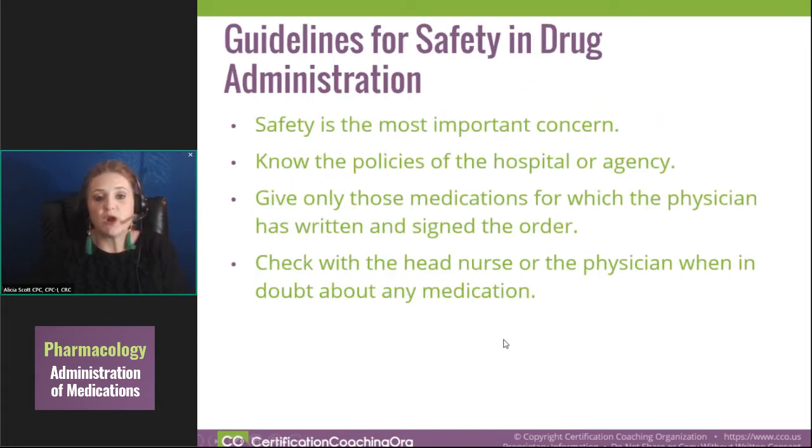So jumping right in and talking about the guidelines for the administration of medication or drugs. The very first thing that we have to always consider is the safety of both our patient and the person administering the medication. Now, for the most part, we don't think about the person administering the medication needing to worry about safety. But just off the top of my head, there's two things that I can think of.